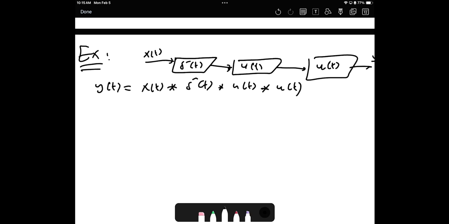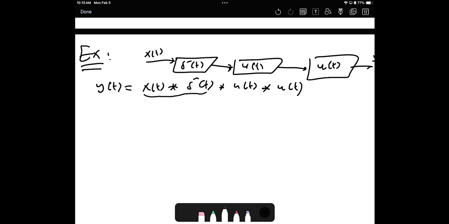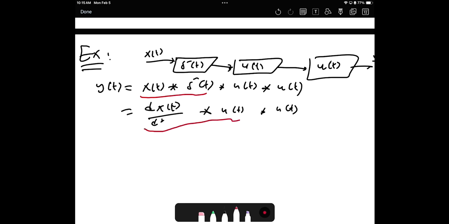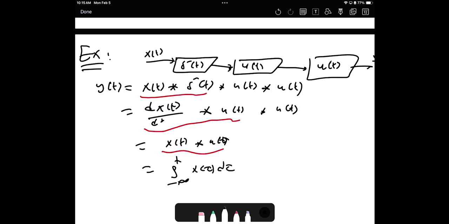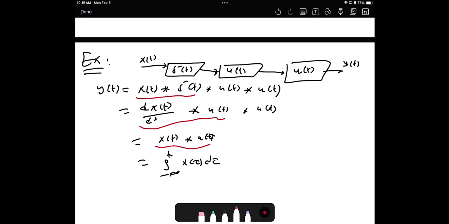That's our analysis. So x and delta prime, this is equivalent to dx of t by dt, and convolve the u of t, convolve the u of t, right? Then u of t and the derivative cancel each other, integration and derivative. So the output will be x of t convolve the u of t. Now we have x of t and u of t, apply integral from negative infinity to t, x of tau, then that's it. Okay? So this is the overall system.